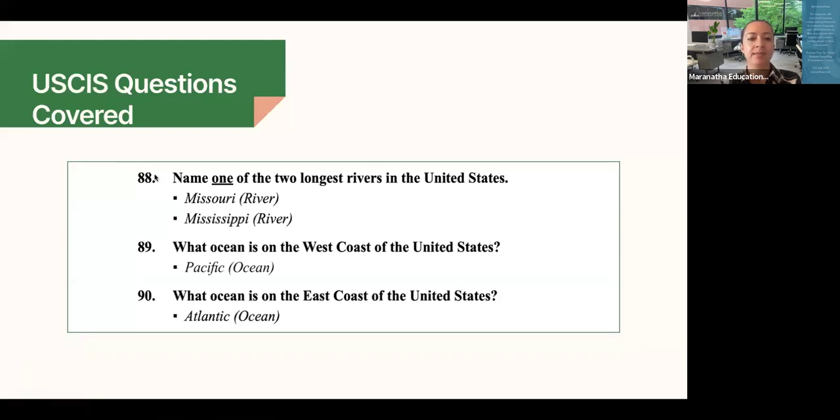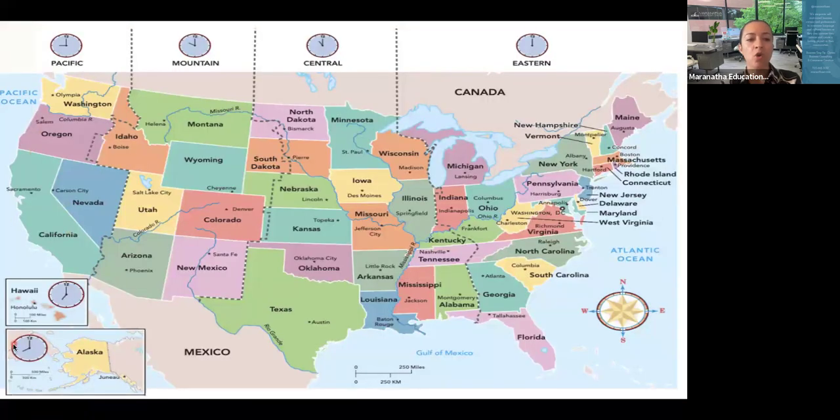Question 88. Name one of the two longest rivers in the United States. The Missouri River or the Mississippi River. You only need to mention one river. Question 89. What ocean is on the west coast of the United States? The Pacific Ocean. If you remember, the Pacific Ocean is to the west coast of the United States.